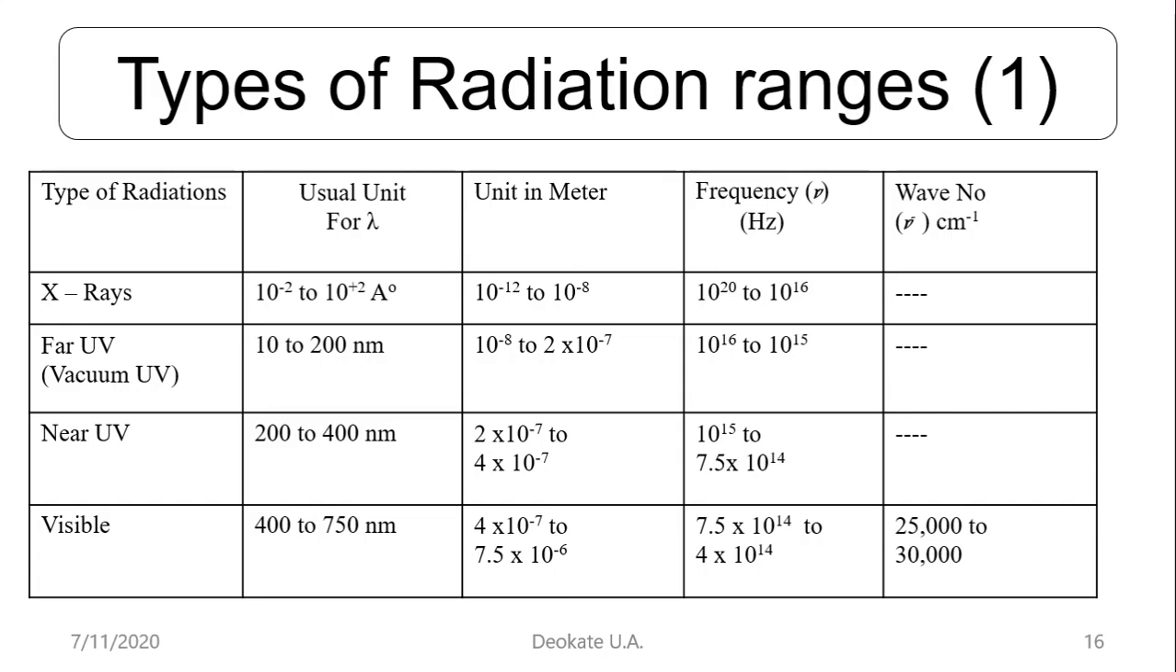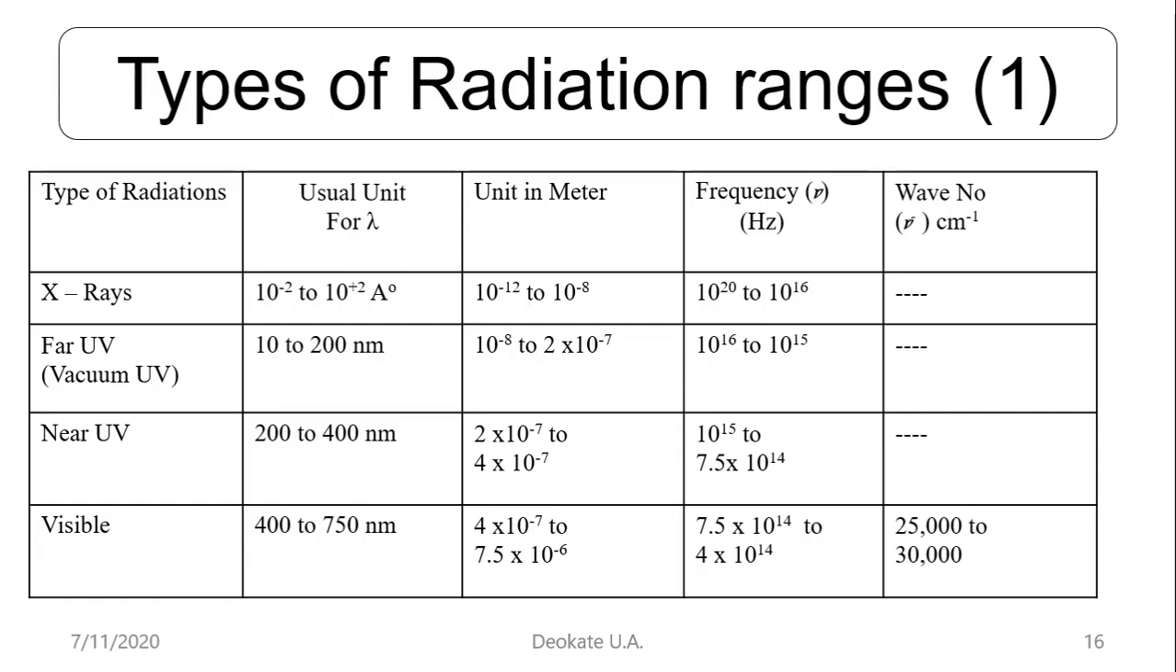Similarly, it is followed by far UV, that is also sometimes called vacuum UV, that is between 10 to 200 nanometer. So you have to learn these values by heart because they will always be used. So the usual unit is 10 to 200 nanometers. In meter you can see the X-rays are ending at 10 raised to minus 8 and vacuum UV is starting at 10 raised to minus 8 to 2 into 10 raised to minus 7. The frequency is 10 raised to 16 to 10 raised to 15 and there is no wave number.